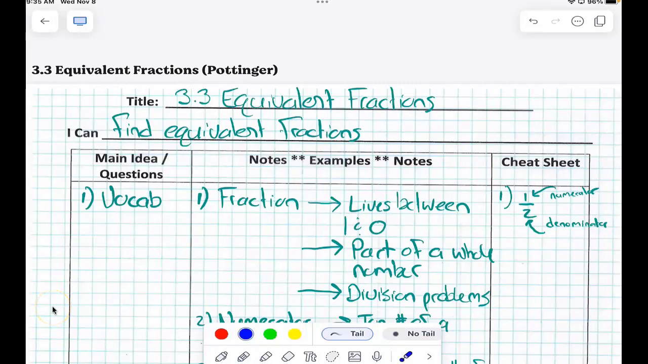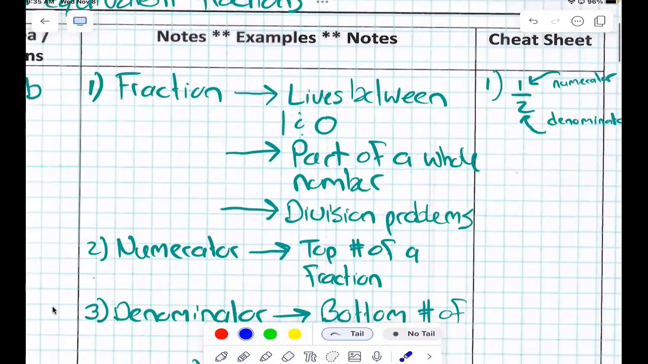Pottinger class. Equivalent fractions, 3.3. Can you find equivalent fractions? Yes. All right, there's 3 definitions for fractions. Question 1, where do fractions live? Between 0 and 1, on a number line, right?